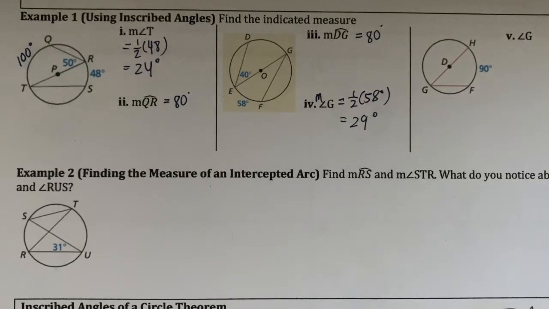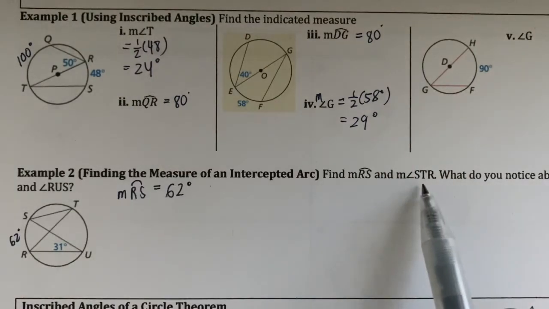In example 2, we're asked to find the measurement of arc RS and the measurement of angle STR. And we are going to say what we notice about the angles STR and angle RUS. So let's look at what we're given. Arc SR is right here, and it is the arc that's intercepted by the angle U. Angle U has a measurement of 31 degrees. So in order to find the measurement of the arc, we want to double it. So the measurement of arc RS is going to be 62 degrees. Now we're also asked to find the measurement of angle STR.